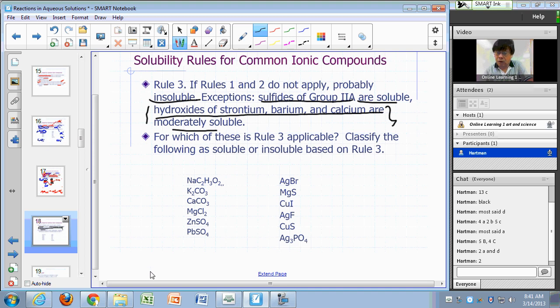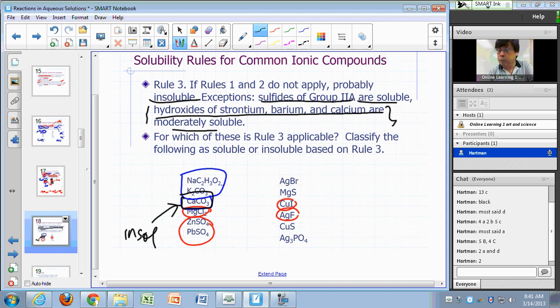Okay, so all right, we said before that rule 1 applies to these two, right? So rule number 1, and then rule number 2 applies to chlorides, sulfates, iodides, fluorides. So let's look at the remaining ones. Calcium carbonate, right here, CaCO3. Since rules 1 and 2 don't apply, we say calcium carbonate is insoluble. We check the exceptions. It's not one of the exceptions, so it's insoluble.